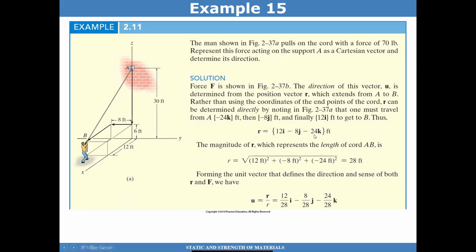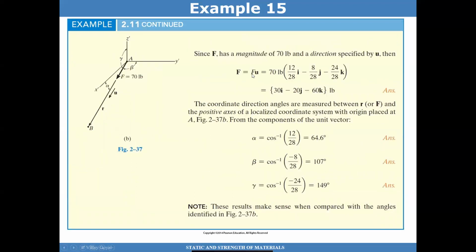The magnitude of R can be found as just taking the square root of 12 squared plus 8 squared plus 24 squared, that's 28. And so you can find a unit vector by taking the vector here divided by 28, and that will give you the unit vector. Once I have the unit vector that points along this line here, I can now multiply 70 times this unit vector to figure out the components of the force F along each of the X, Y, and Z axis. So that'll give me 30i minus 20j minus 60k.